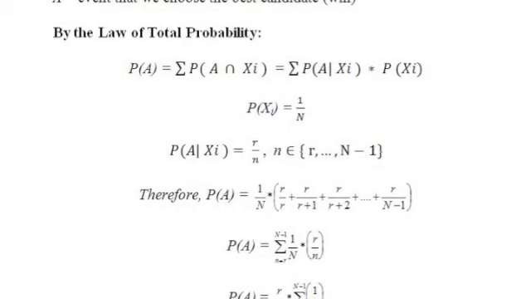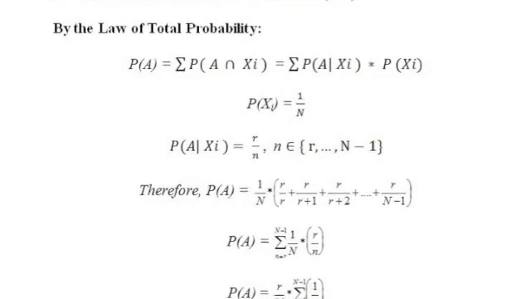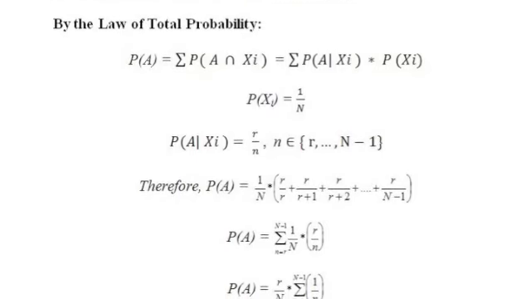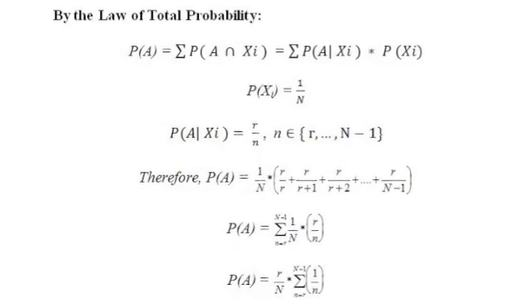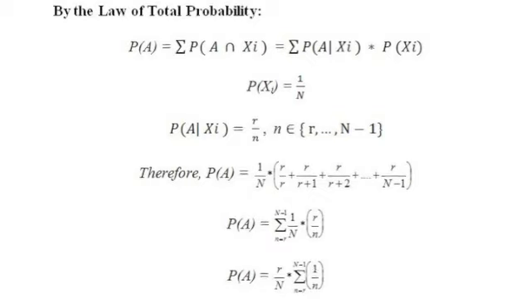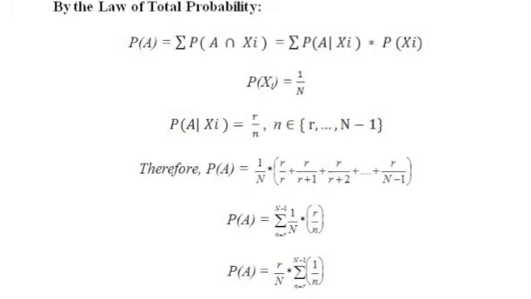The probability of winning, given that you've chosen a position, is R over little n, where n goes from R to big N minus 1. Therefore, our final equation for the probability of choosing the best secretary by implementing the stop rule is as it is shown on the screen.